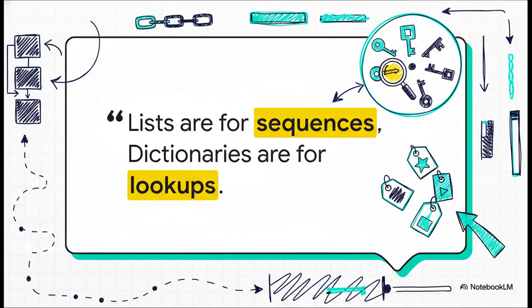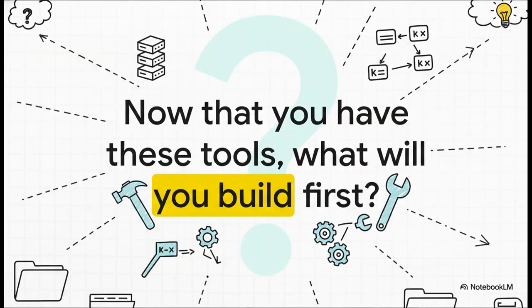Getting this right is going to make your code so much cleaner, faster, and just easier for you to understand later. So there you have it, the list and the dictionary. These two are the absolute bedrock for organizing data in pretty much any Python program you can dream up. Now you've got the tools. The only question left is, what amazing thing are you going to build first?